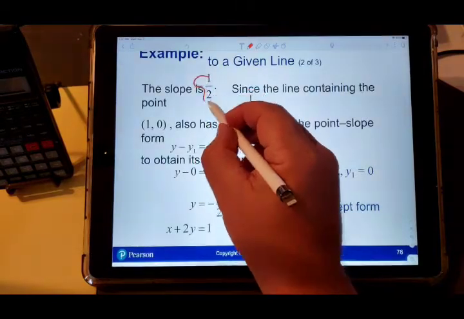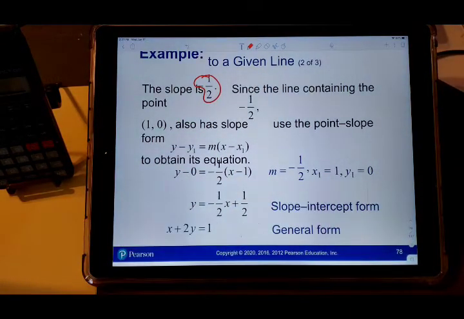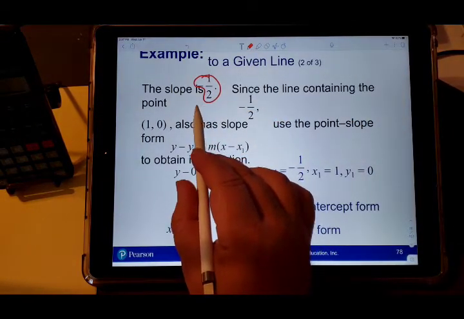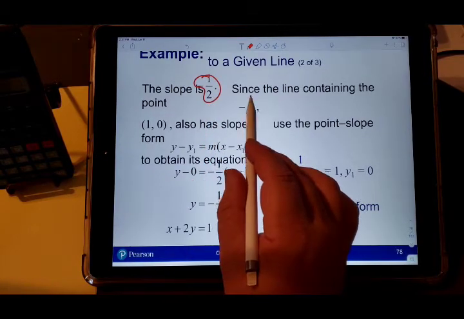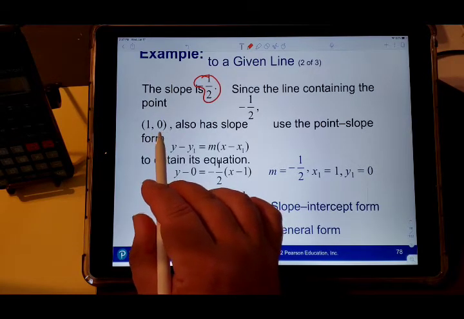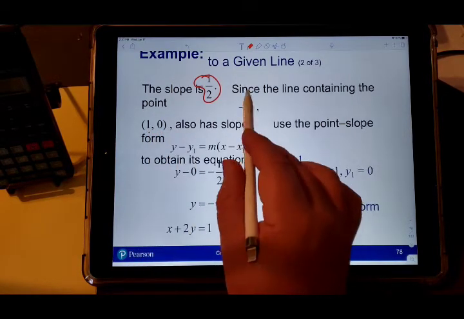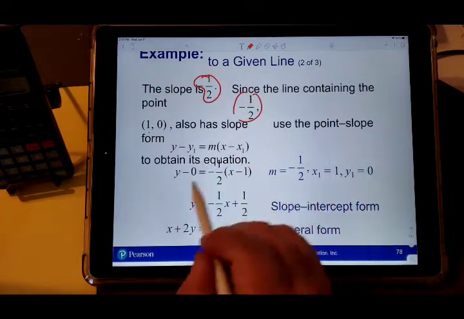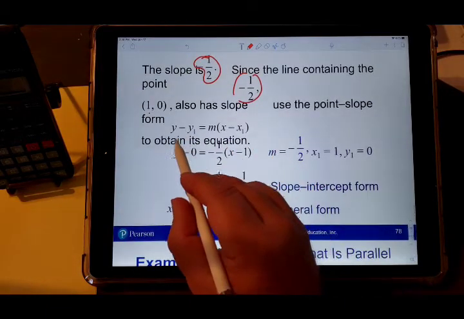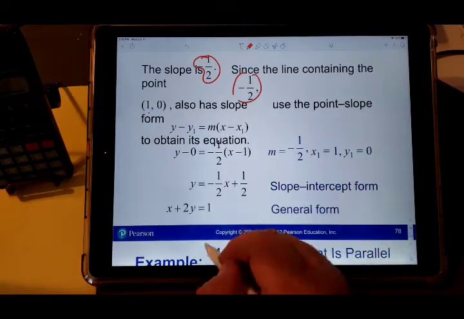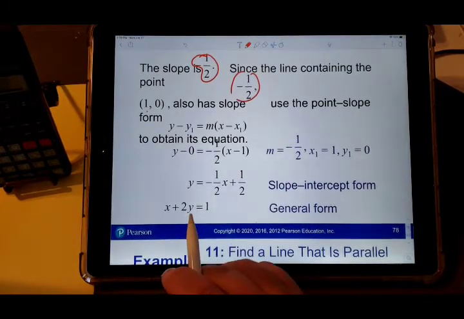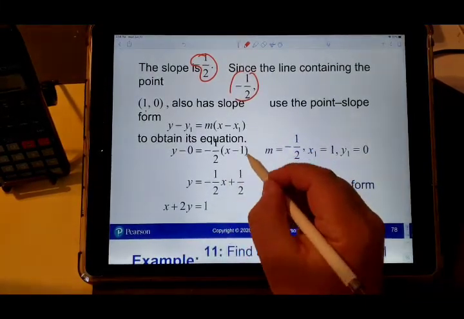That drifted a little bit on the upload. It looks like a few of the fractions did, but anyhow, slope is negative 1/2. Since the line containing the point (1, 0) also has a slope of negative 1/2, we use the point-slope form. So I think we can see the equation underneath all of this. I don't know, it looks like there was an extra thing here. I got these slides from the author's webpage, so you can find them there, hopefully with better format.